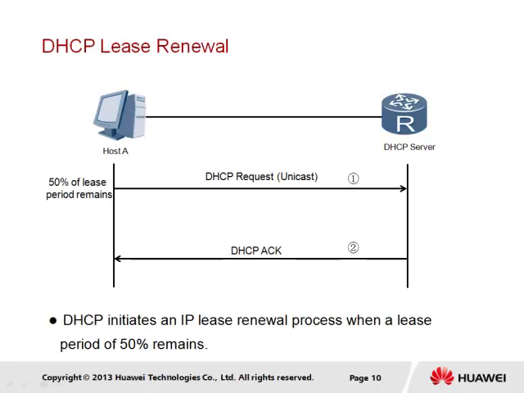A client that is allocated an IP address by a server will maintain that address for a lease period. The default process requires that when only half of the lease period remains, the client is expected to initiate a DHCP request, which in this instance is sent as a unicast message, in order to renew the lease. The DHCP server is expected to reply with a DHCP acknowledgement, which confirms the lease renewal.